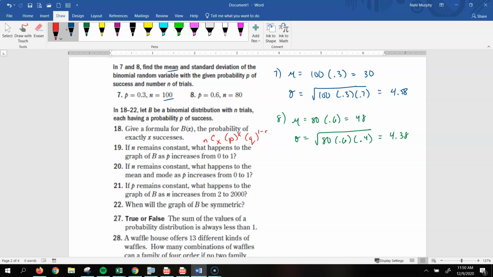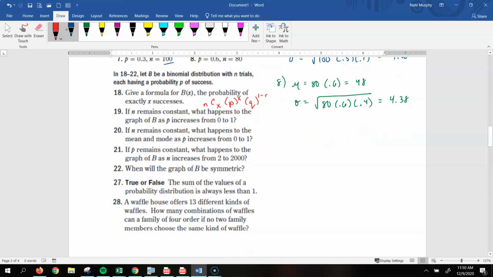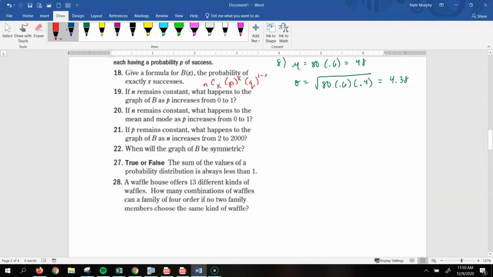Number 28. A Waffle House offers 13 different kinds of waffles. How many different combinations of waffles can a family of 4 order if no 2 family members chose the same kind of waffles? So here we have 13, and so we would just have 13 choose 4, and that'll give you your answer, which is 715. So it'll be 715 different ways that could happen.